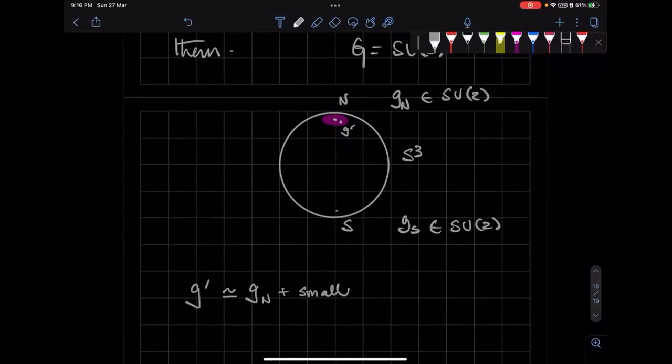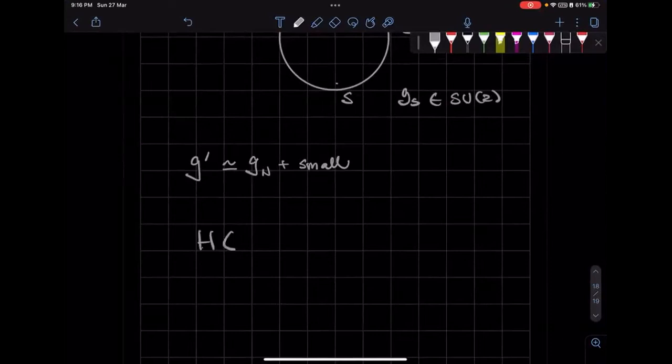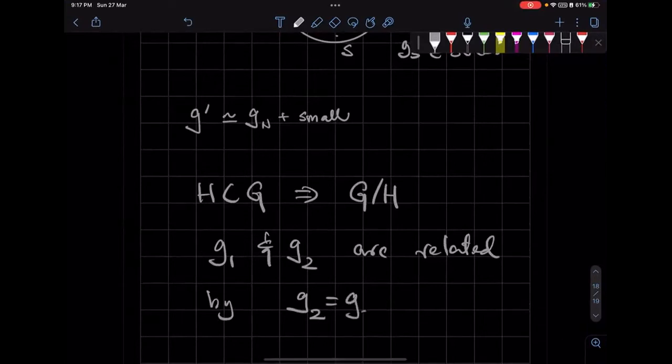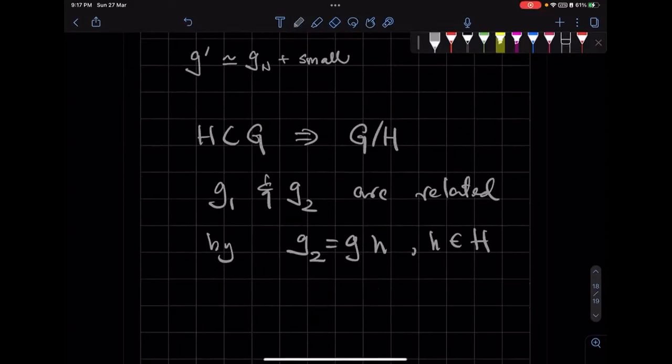Okay. So all I'm trying to say is that because G is a Lie group, there is a notion of nearness or farther away, some notion of distance on it, right? So now if H is a subgroup of G, then we can create a left coset, right? So if G1 and G2 are related by G1 equal to G2 H, with H in the subgroup, then we say that G1 and G2 belong to the same coset, right?